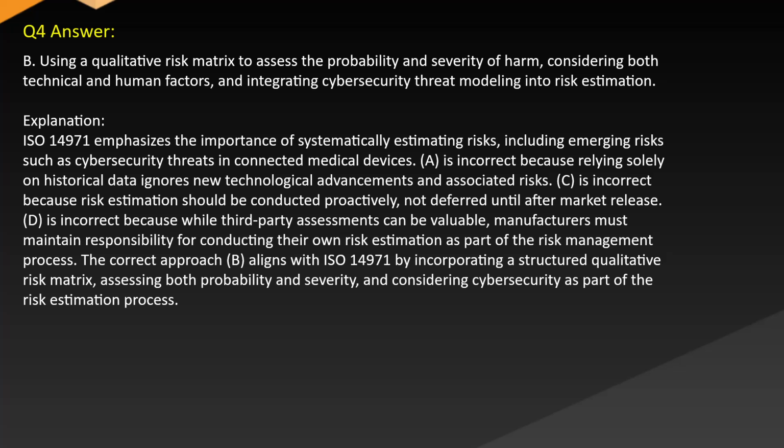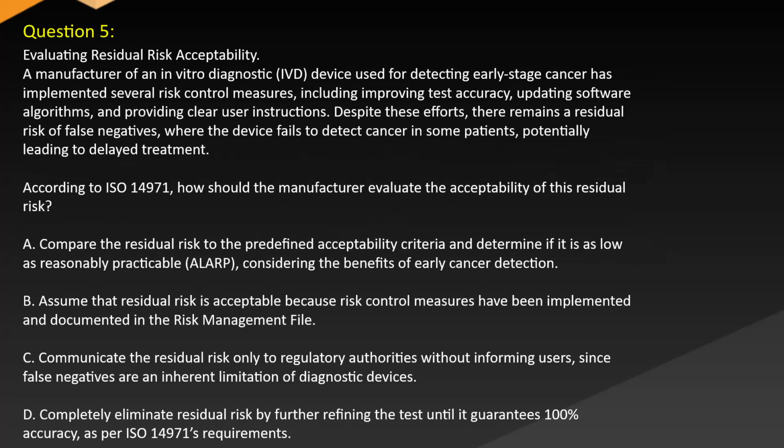D is incorrect because while third-party assessments can be valuable, manufacturers must maintain responsibility for conducting their own risk estimation as part of the risk management process. The correct approach B aligns with ISO 14971 by incorporating a structured qualitative risk matrix, assessing both probability and severity, and considering cybersecurity as part of the risk estimation process. Question 5. Evaluating residual risk acceptability.